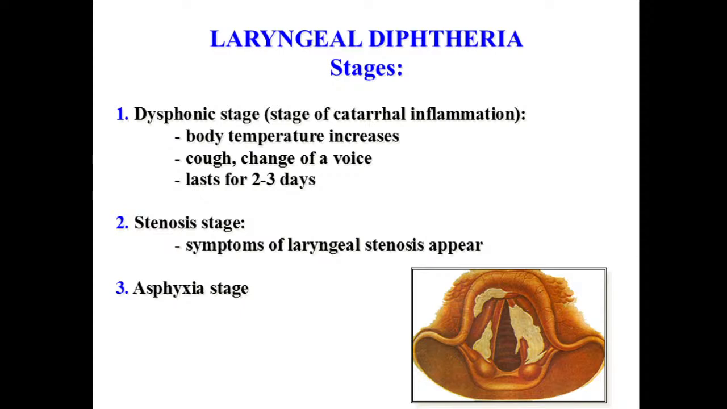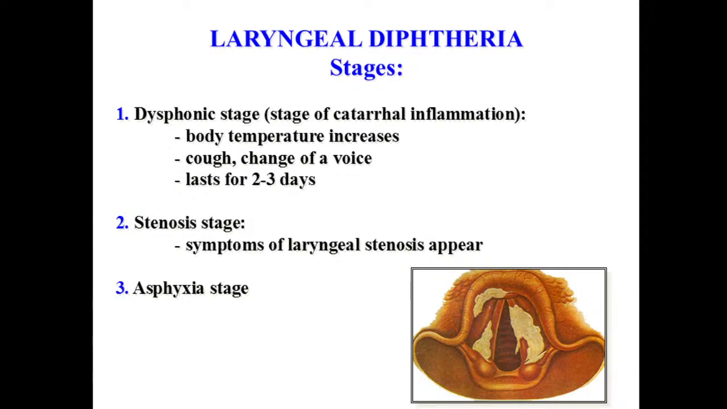and diphtheria passes through 3 stages. The first is the dysphonic stage of catarrhal inflammation, and it lasts for 2-3 days. In this stage, body temperature increases, cough appears, and the voice changes. Another name for laryngeal diphtheria is true croup, and comparing with false croup, the change of voice is very characteristic for diphtheria. The voice becomes very silent. It is due to the action of the neurotoxin produced by these bacteria.